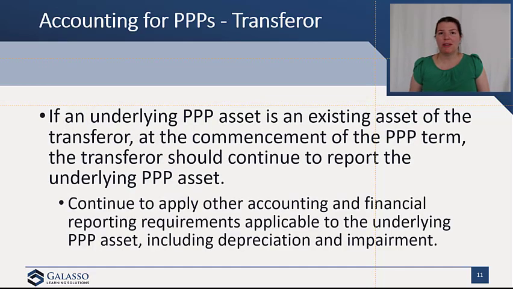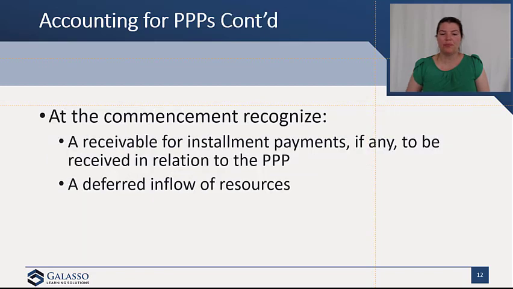So let's talk first about the transferor. This is the governmental entity who's going to give the operator the right to operate the infrastructure. So if an underlying asset is existing at the time of transfer, right? So the toll road exists, I'm just transferring the right to operate it. Then the transferor will continue to report that underlying asset, and we will continue to treat it under whatever the rules are for that type of asset, including depreciation and impairment.